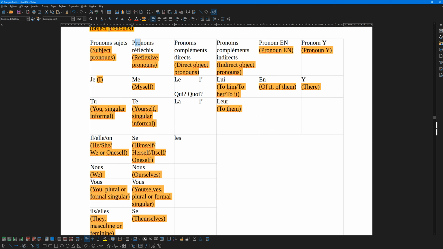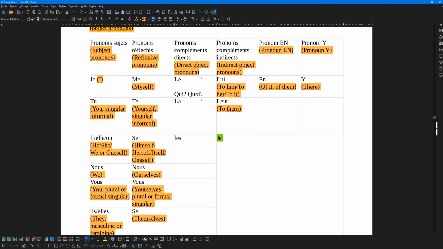After that, we begin with the pronom complément, with the pronom réfléchi, the reflexive pronoun. Me is myself, te is yourself, singular and informal, se is himself, herself, itself, oneself, nous, ourselves, vous, yourself, plural or formal singular, se is themselves. The pronom complément, when we use it to replace something that we don't want to repeat in a sentence, we always put it in front of the verb of action.